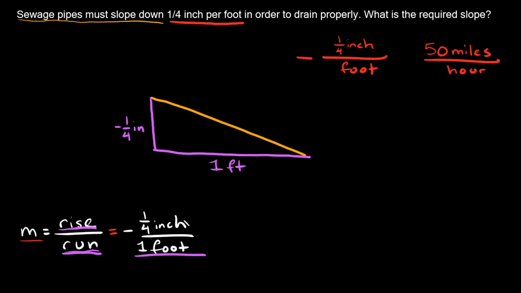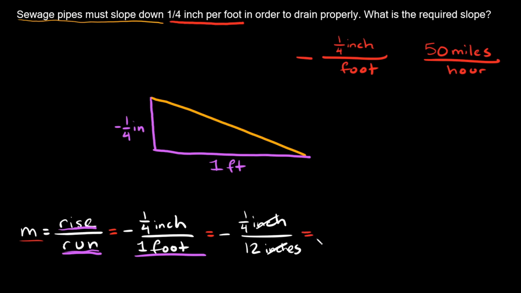But we can't leave our slope like this because it's really messy, and you also have to have the same units on top and on the bottom, which we obviously don't. So I'm going to keep the inches on top, leaving it as negative 1/4 inch, and that's going to be over 1 foot. How do I convert that to inches? Well, how many inches are in 1 foot? There's 12 inches. Now I have inches on top and on the bottom, so I can cancel those out, and I'm just left with these numbers.